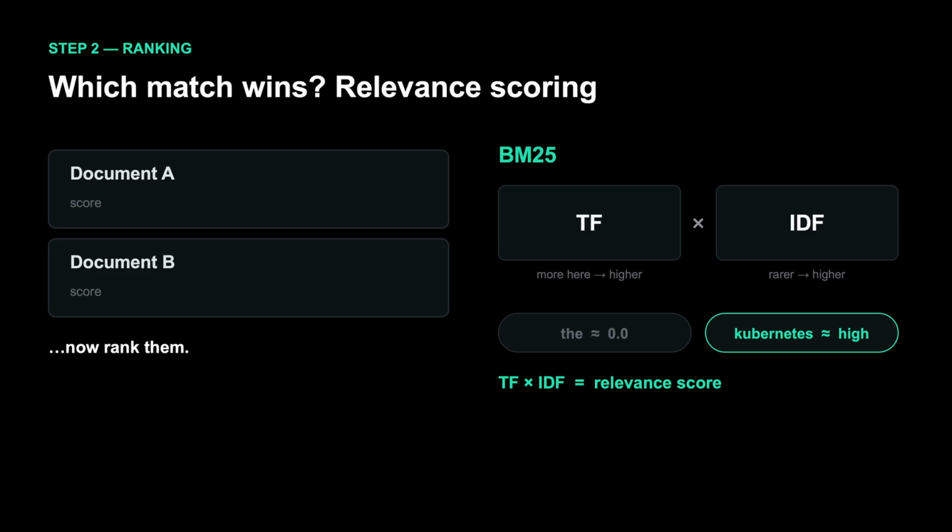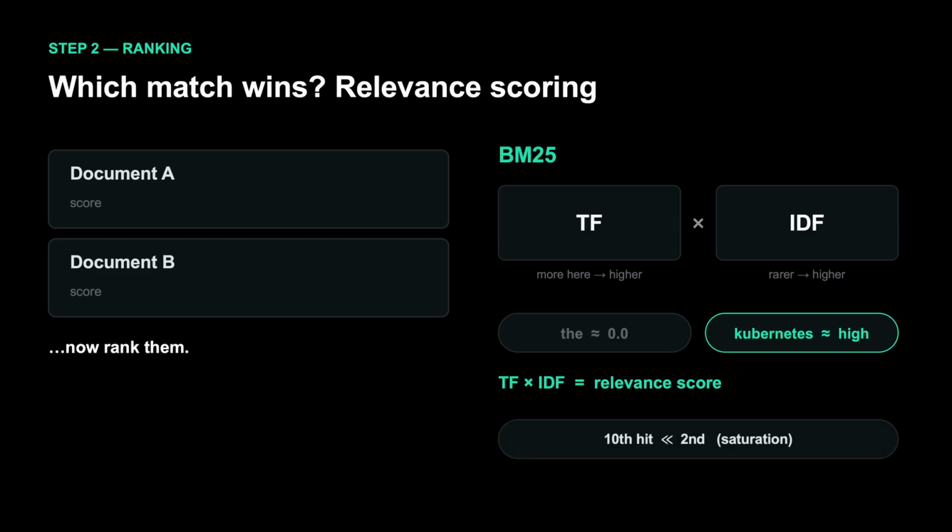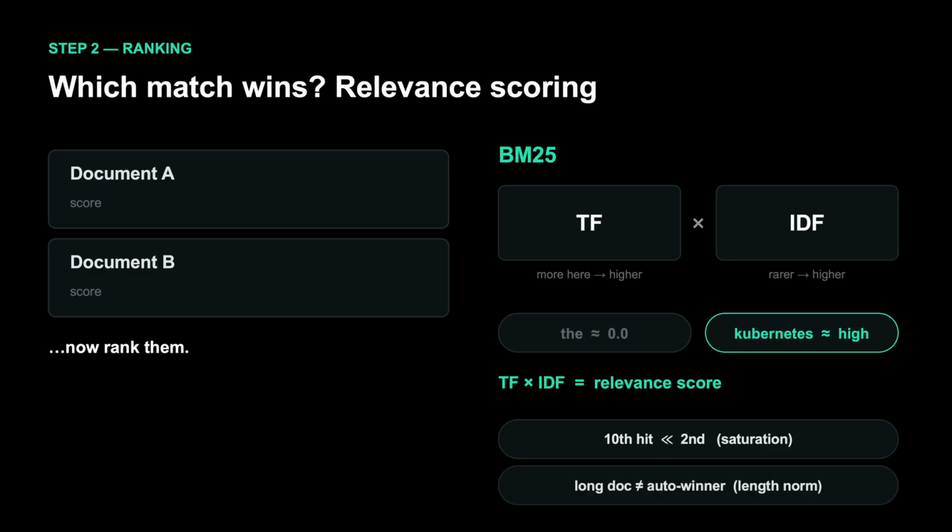Modern Elasticsearch uses BM25, a refinement of that same idea. BM25 adds saturation, that is, the 10th occurrence of a word matters way less than the second. And it normalizes for length, so a short focused document isn't buried under a long one that just repeats the term. That score is why the right result lands at the top instead of somewhere on page 4.